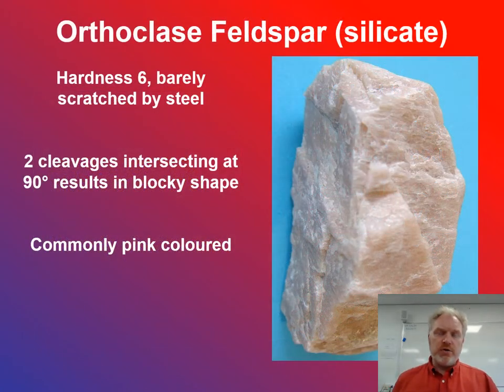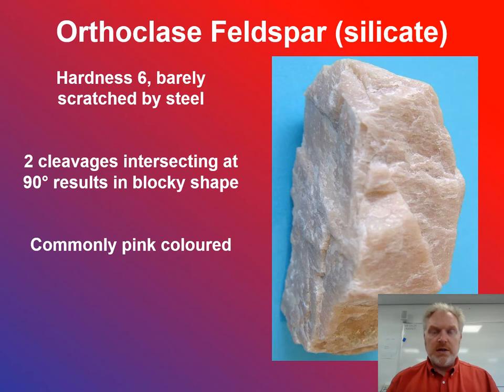Now, one of the most common minerals we come across, particularly in igneous rocks, is the feldspars. There's a couple of types that we look at. First of them is orthoclase feldspar. The hardness of this is 6, so it's just a little bit harder than a nail or a knife. But the distinctive feature here is its cleavage. It has two planes of cleavage at 90 degrees to each other. That combined with a pale colour tells you it's feldspar.